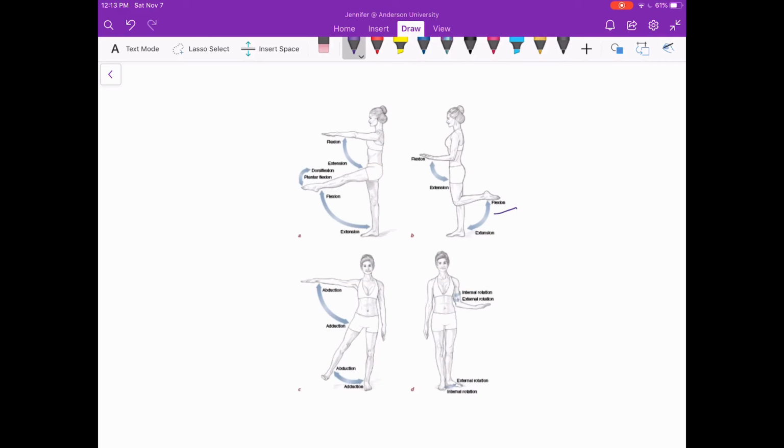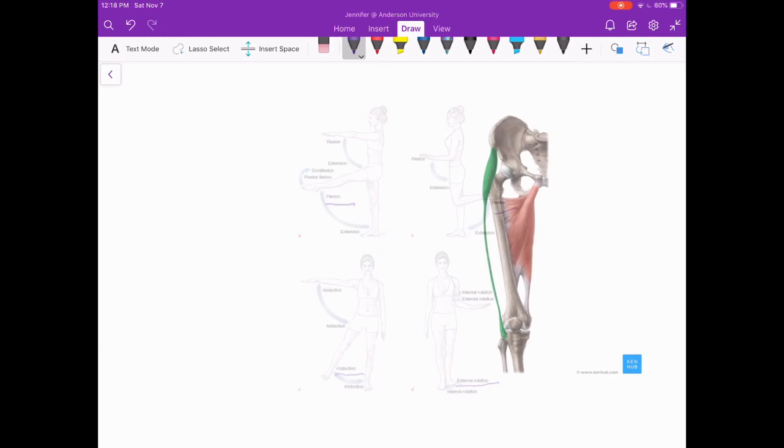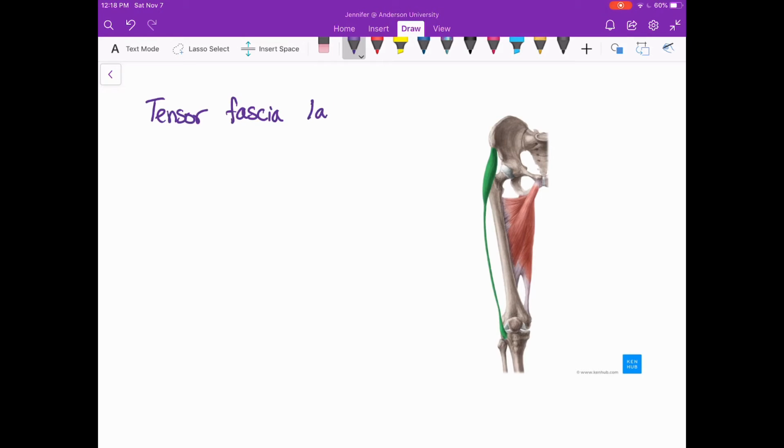Here we have our actions again, so you can see flexion and abduction and external or lateral rotation. So this muscle is helping us with a lot of things. Next, we have the tensor fasciae lata or tensor fasciae latae, depending on how you want to say it. This is enclosed between the fascial layers of the thigh.